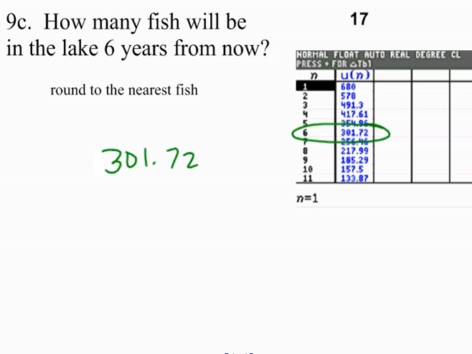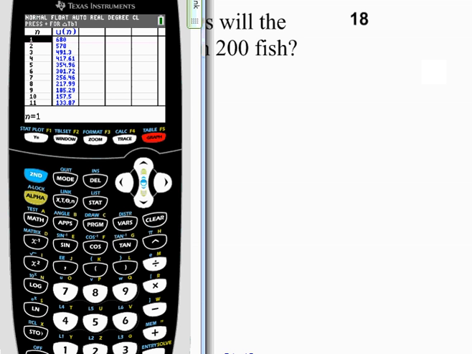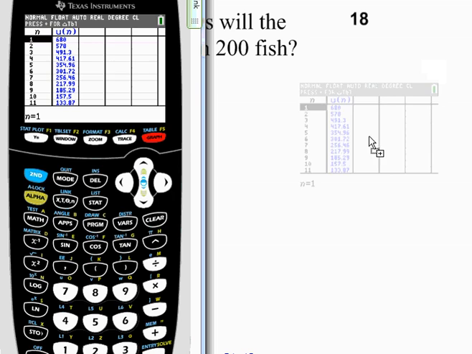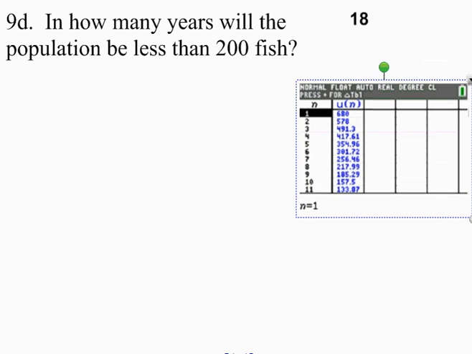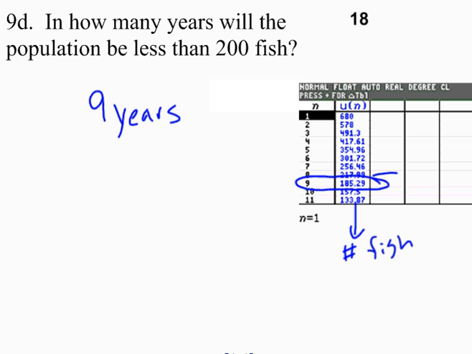That poor little fish. All right, the next question asks, how many years until the population will be less than 200 fish? Okay, so when I look at my table, these values right here are my numbers of fish. And I've got to figure out how many years until I'm less than 200. So you can see I'm at 217 here. I'm at 185 here. So at 9 years I will be less than 200 fish in that lake.